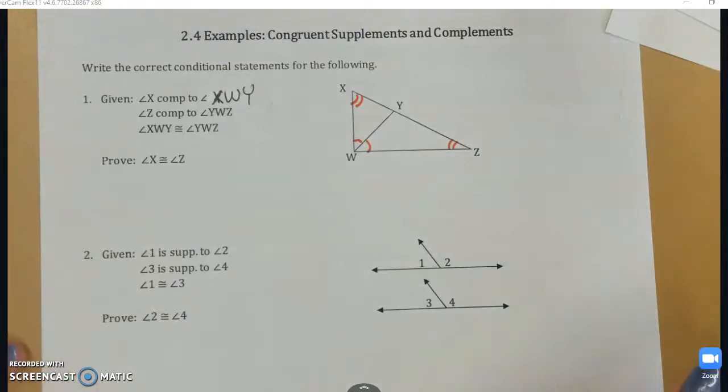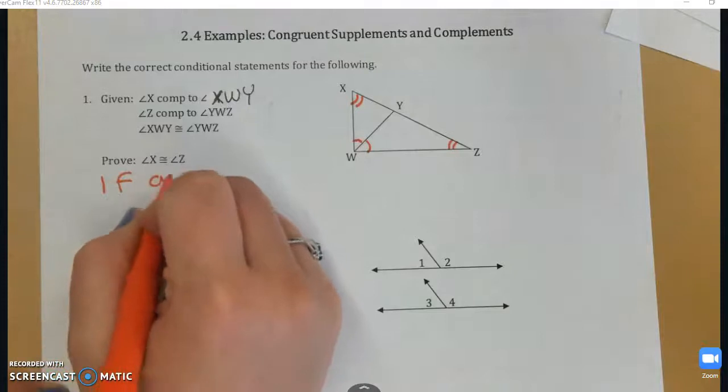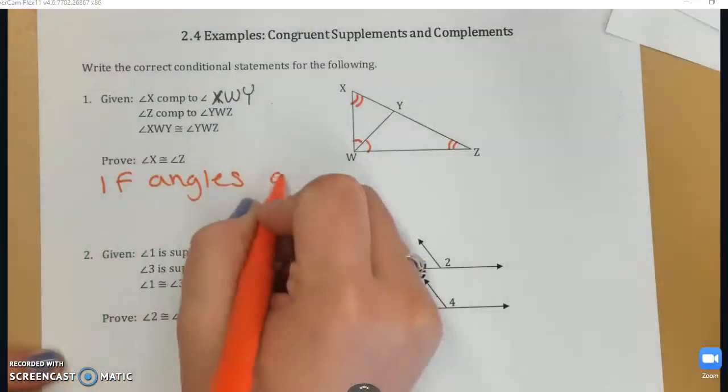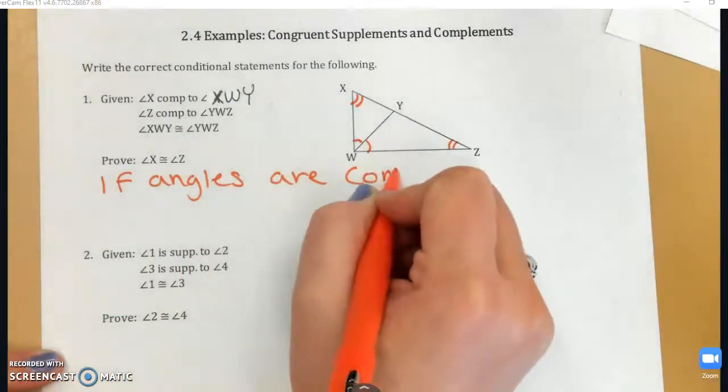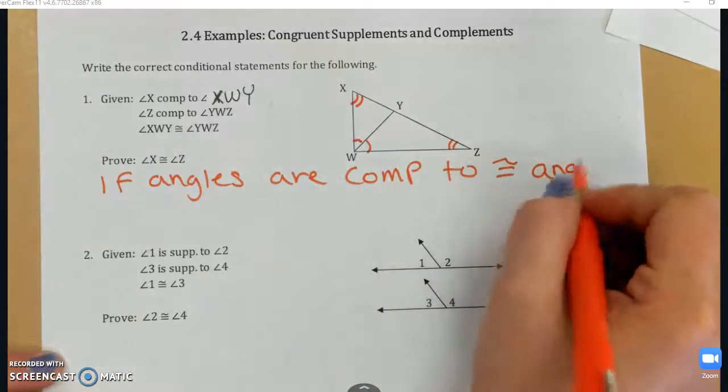So I'm just going to write this straight from that theorem, that if angles are complementary to congruent angles, then they are congruent.